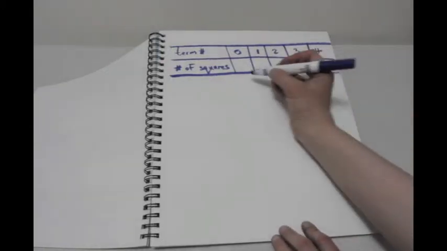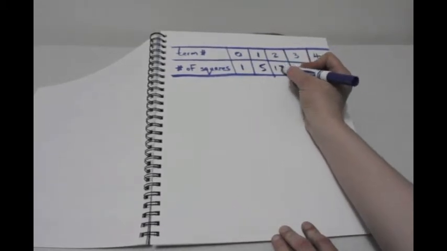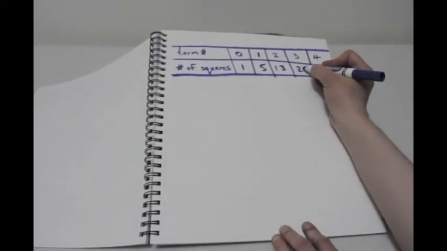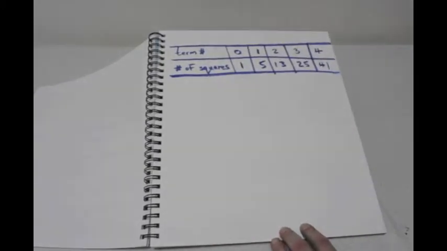So term 0, the first term, has 1 square, next one has 5 squares, this one has 13 squares, 25 squares, and 41 squares for the next one. So I see a table of values. I don't know what function it represents. There are a few things I can try. The most obvious being I'm going to check the first differences.